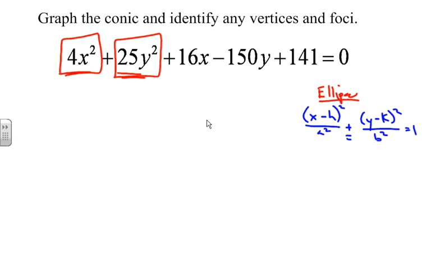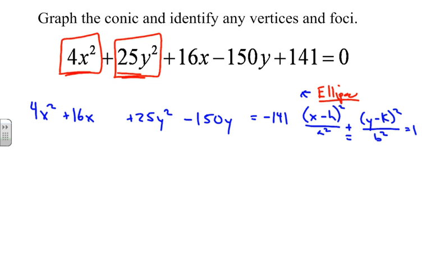In order to graph this conic, we're going to identify the vertices and foci, and also the minor and major axes, along with the center. So the first thing we're going to do is find the standard form. We're going to group all of our values together. So we're going to have 4x squared, and I'm going to bring that 16x, so all our variables are together, plus 25y squared, and I got 150y right there, and I'm going to subtract that 141 to the other side.